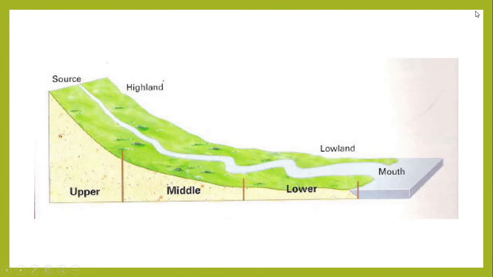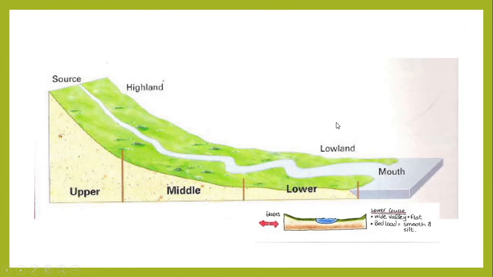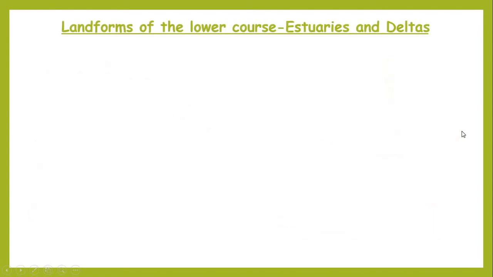Okay, last part then. So moving on to the lower course. The land has pretty much flattened out here, so gravity isn't really acting so strongly to continue vertical erosion. Rivers don't really get especially deep in this part of their course. They tend to get far, far wider because it's pretty much only sideways erosion now. Little to no vertical erosion at all. And what that creates is estuaries and deltas. Okay, so put a subheading, landforms of the lower course, estuaries and deltas.